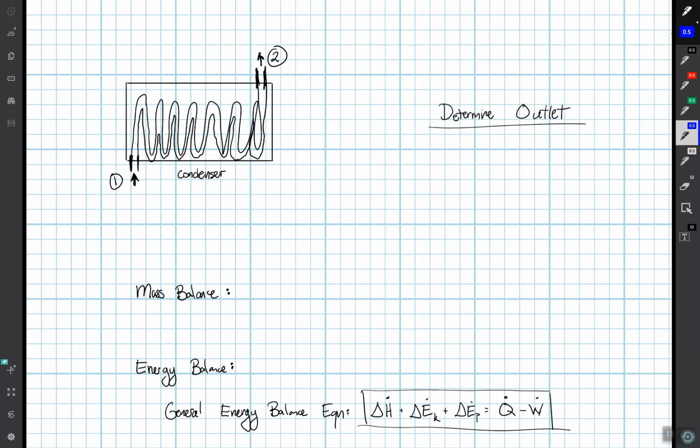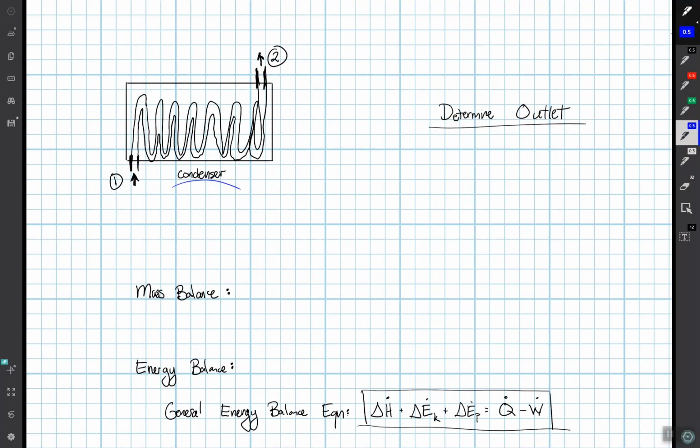Welcome. In this example video, we're going to go over the energy balance of a condenser. We're going to do energy balances for a number of different kinds of equipment. Hopefully this gives you a little idea of how we would think about a condenser.